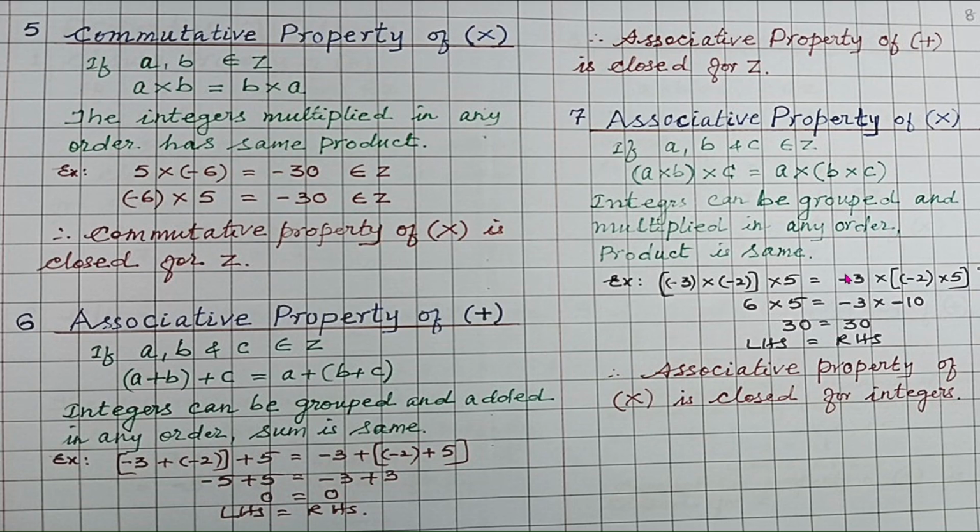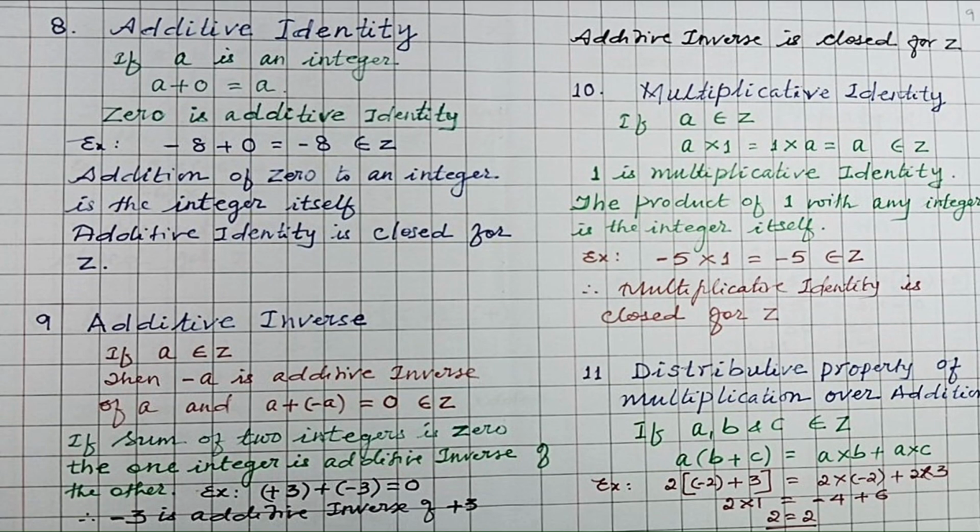And therefore remember that the associative property of addition and the associative property of multiplication are both closed for the set of integers. Now, we already know what the additive identity is. You know that it existed for whole numbers, where 0 is the additive identity, and so it is also true for integers. When we add an integer to 0, we get back the same integer, and therefore the sum with 0 is the integer itself. The additive identity is closed for the set of integers.